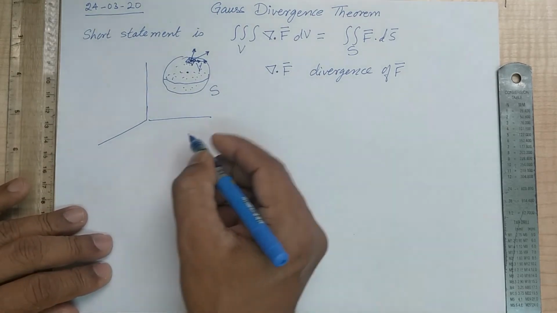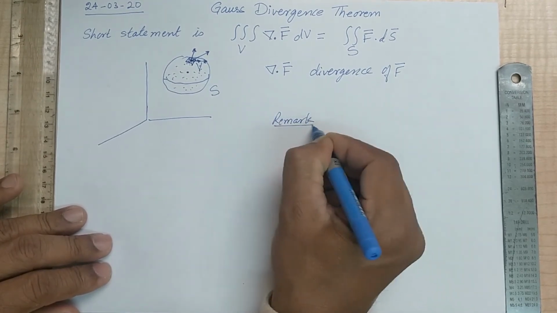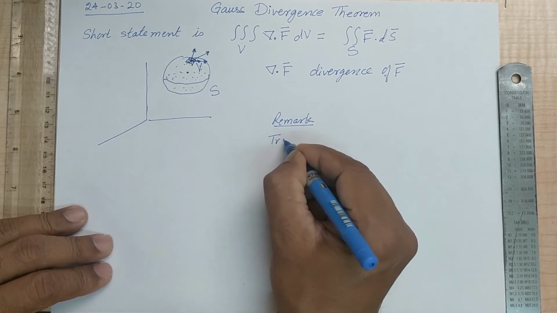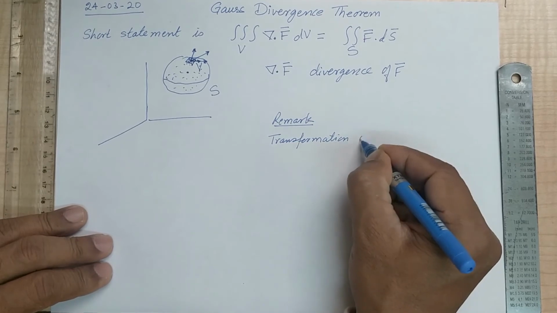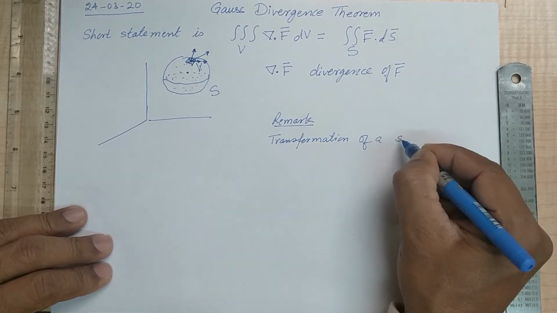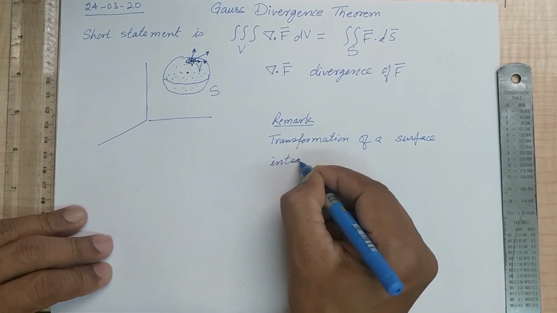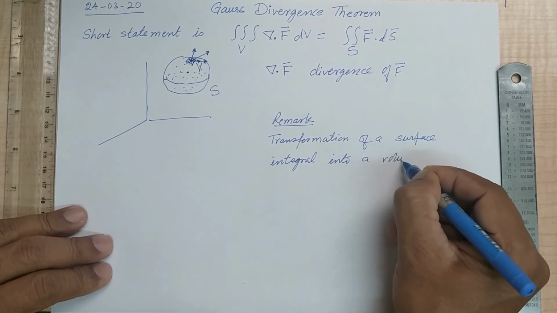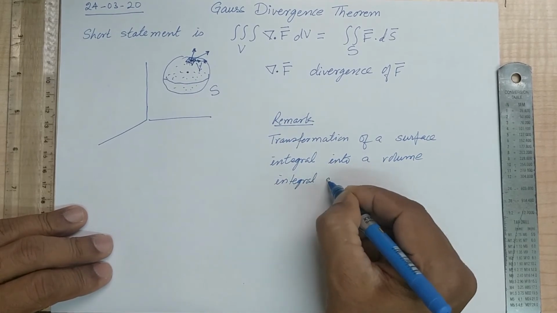Another way of looking at this theorem is that it is a transformation of a surface integral into a volume integral and vice versa.